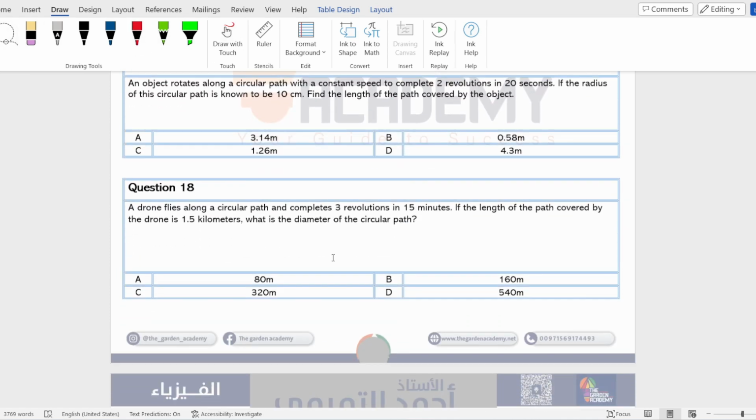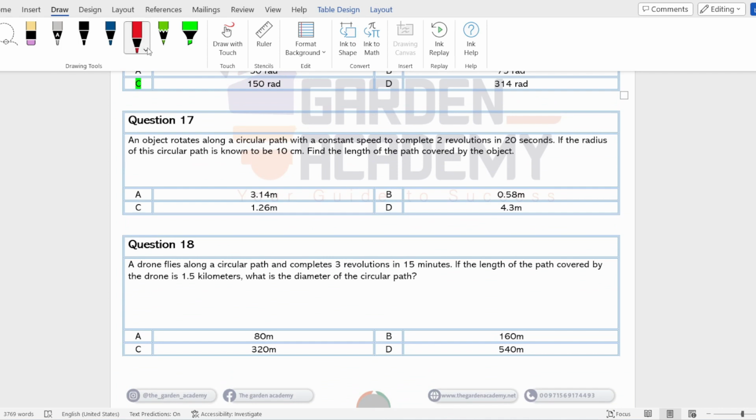We move to question seventeen. We said that an object rotates along a circular path with a constant speed to complete 2 revolutions in 20 seconds. So it completes 2 revolutions in 20 seconds, meaning each revolution needs 10 seconds. Now, if the radius of this circular path is known to be 10 centimeters, find the length of the path covered by the object. Now we also use the same equation: S is equal to R times theta.